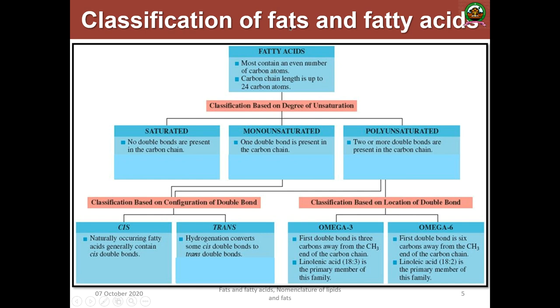And these fatty acids are classified into different groups based on the degree of unsaturation, the degree of the presence of double bonds. They are classified into saturated and unsaturated fatty acids. And these unsaturated fatty acids are again classified into monounsaturated fatty acids and polyunsaturated fatty acids. Then what are these fatty acids? That is saturated fatty acid.